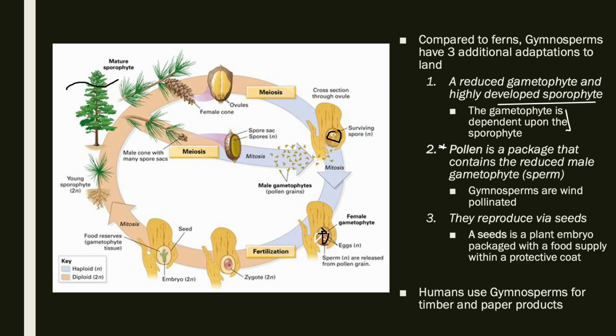Along with pollen, we have a new feature called seeds. And a seed is a baby plant in a package with some food and a protective coat. So a lot of new adaptations for our gymnosperm plants. Of course, they can move much further inland because they're not dependent on water for their reproduction. And they're important to humans because we can use them for timber and paper products oftentimes.